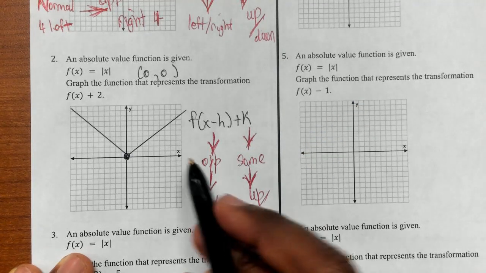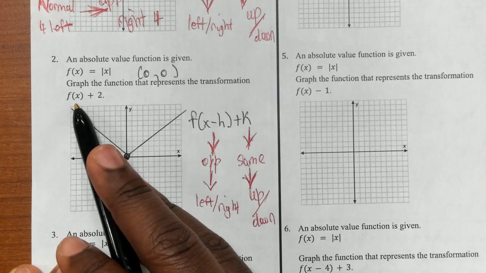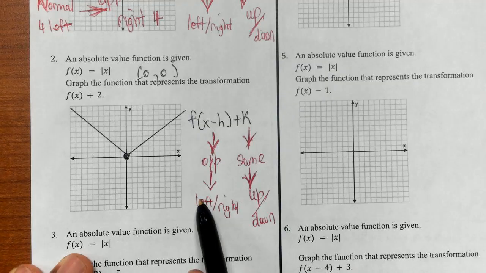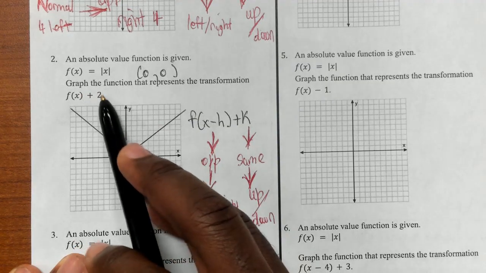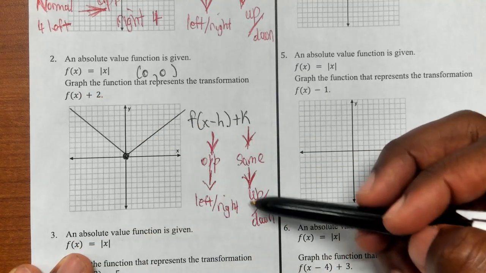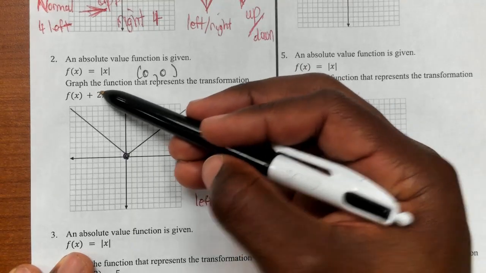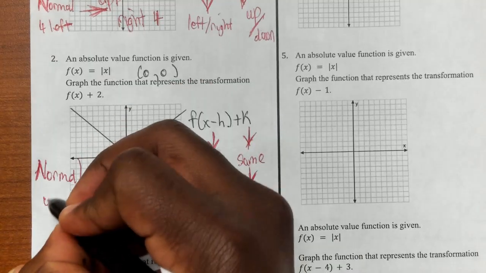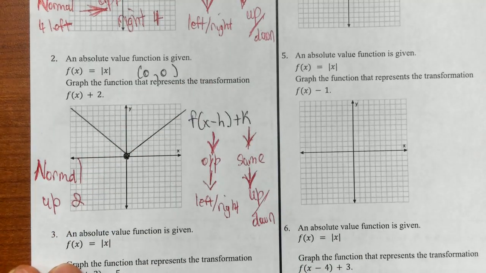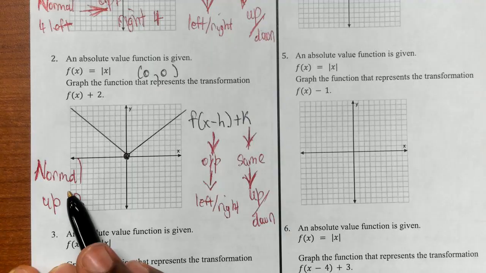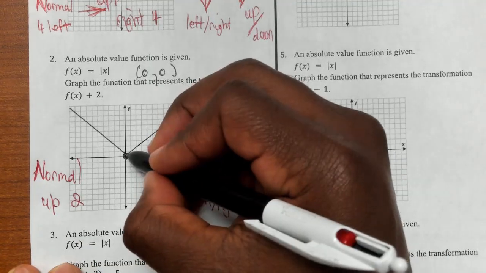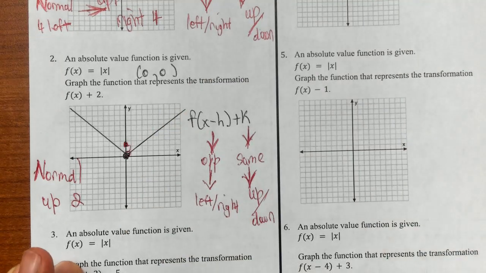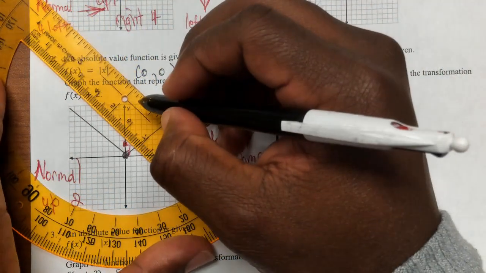Okay, so in this case, is there a number inside of the parentheses? No, there is no number inside the parentheses. So does that mean I'm going to go left or right? No, I'm not going to go left or right. But there is a number on the outside that's a positive 2, so that means I am going either up or down. Because it is a positive 2, normally, okay, we will go up 2 units. We don't do the opposite of this, so we're just going to go up 2 units from the vertex. So up 1, 2 units, that's where my new vertex would be, and then I just draw my absolute value function.